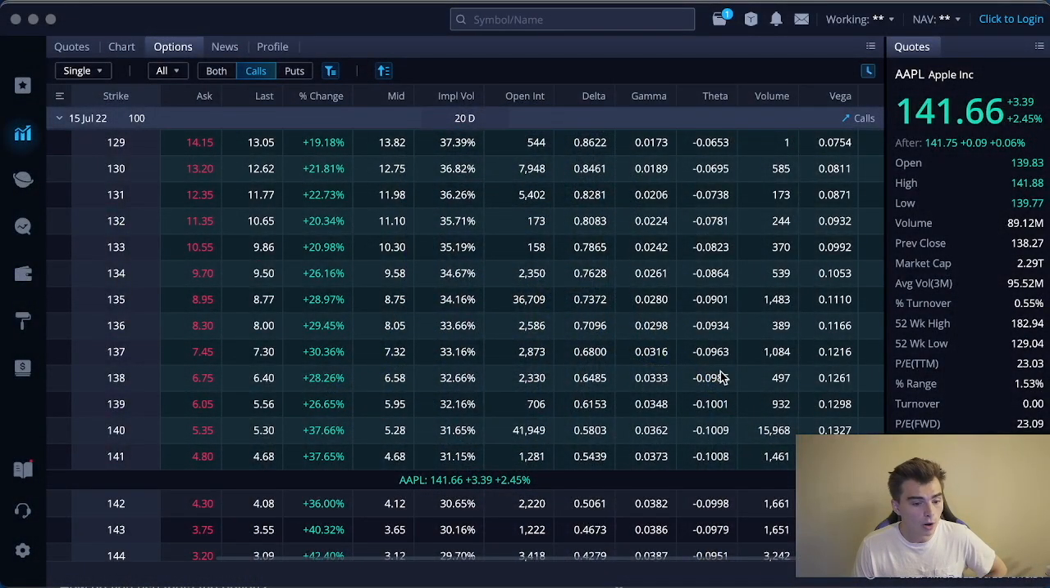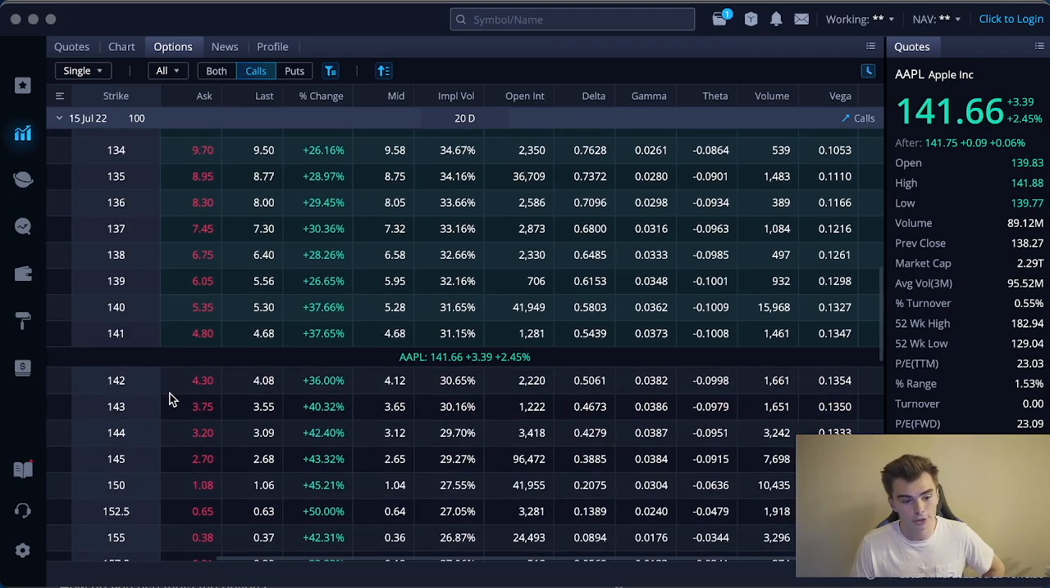Now, coming over and taking a look at an example of theta, we know that this $142 strike right here has a theta of negative 0.09. Theta is negative because as every day goes on, you would expect your contract to lose value if the stock doesn't move. So on this contract that has about 3 weeks until expiration, the theta is negative 0.09, so about $9.